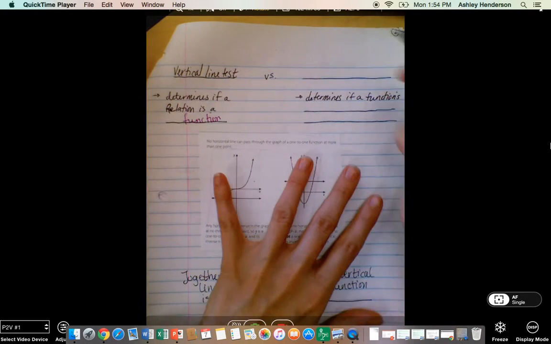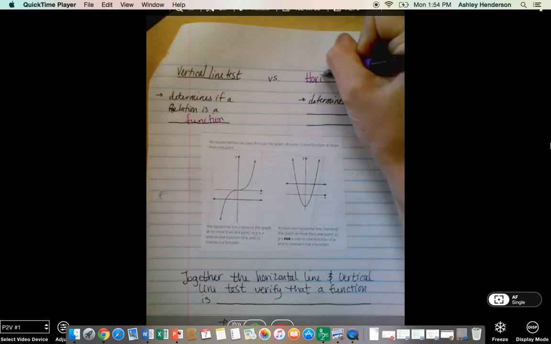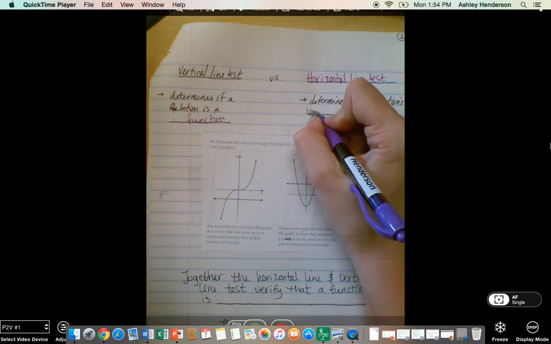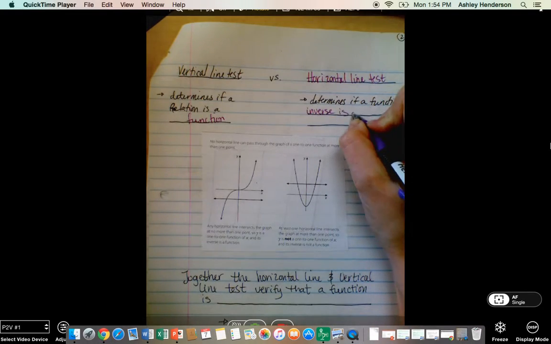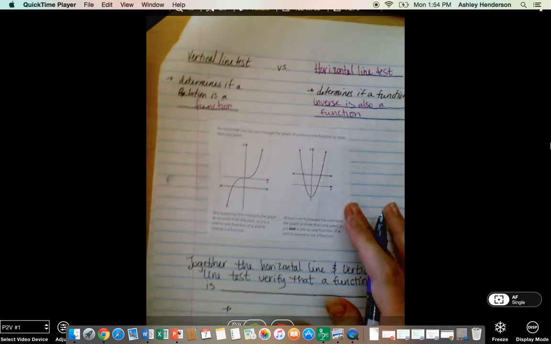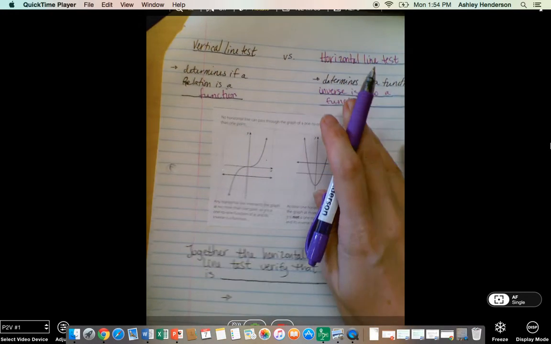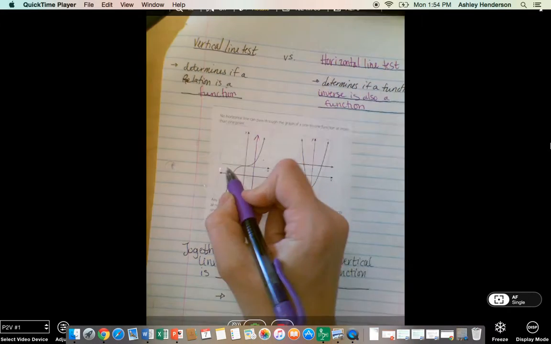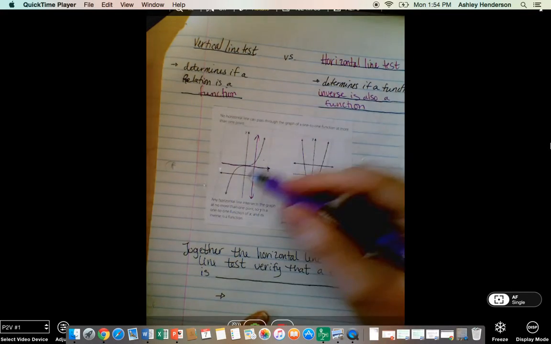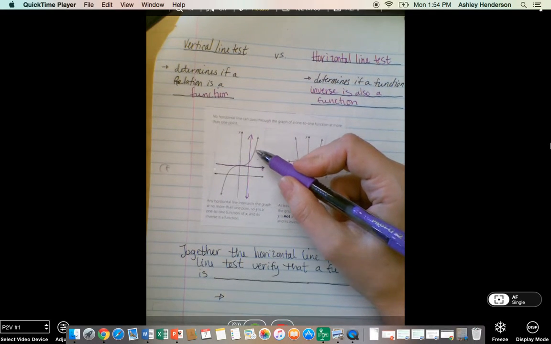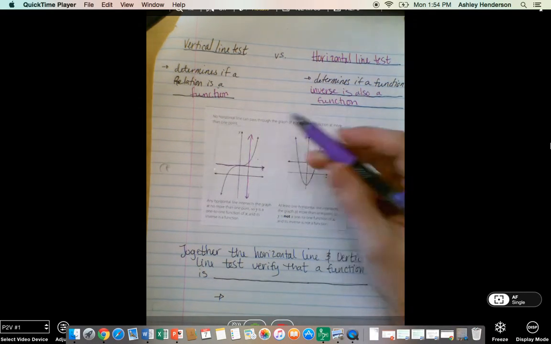And then we also had the horizontal line test, which determines if a function's inverse is also a function. So here's an example of a couple. This one right here would pass the vertical line test, and it would also pass the horizontal line test, which means that this cubic function is not only a function, but its inverse would also be a function, so it has an inverse function.